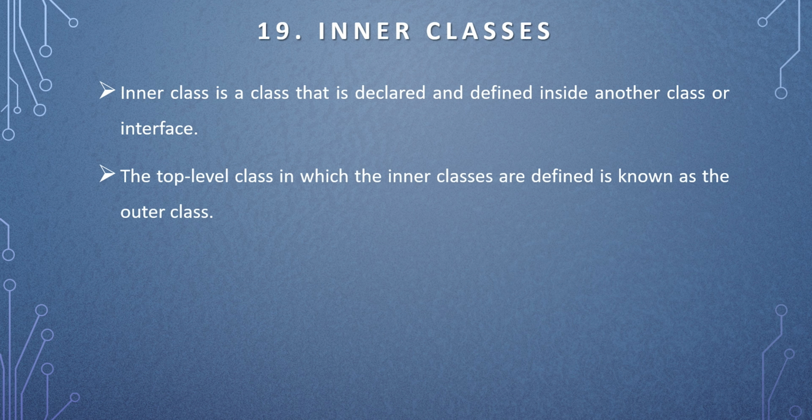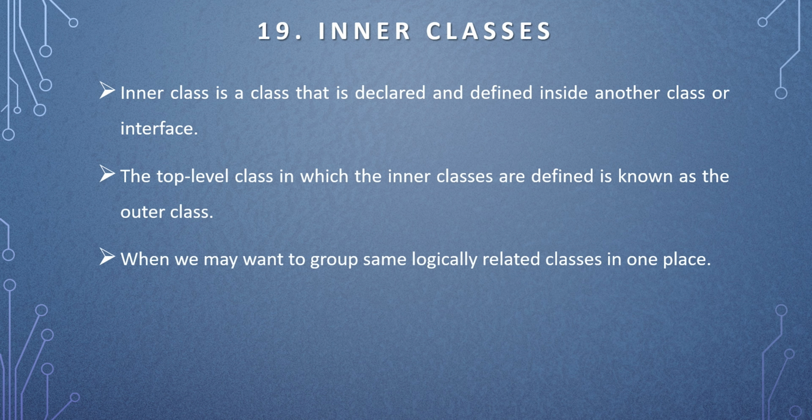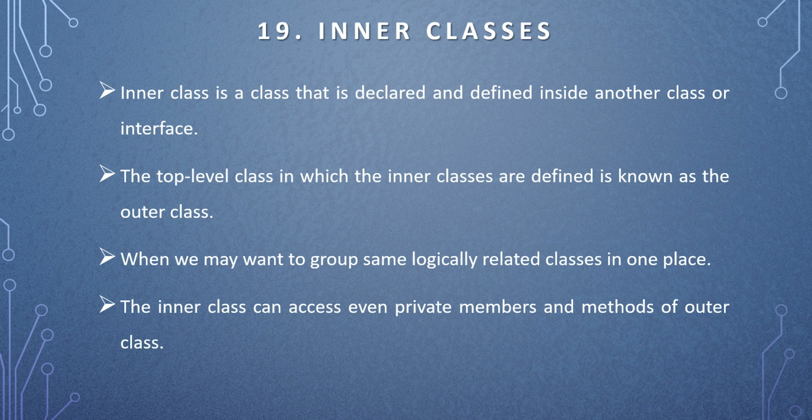The top level class in which the inner class is defined is known as the outer class. We make use of inner classes predominantly in cases in which we may want to group logically related classes in one place to be more readable and maintainable, as Java is purely an object oriented language that brings us closer to the real world. The inner classes can access even private members and methods of the outer class. In other words, it can access all the members of the outer class.